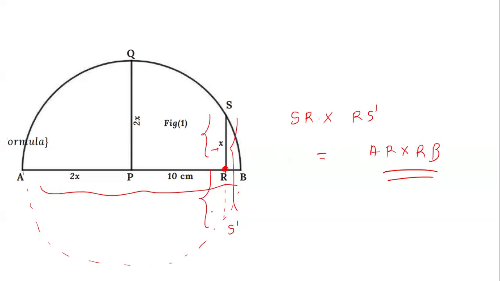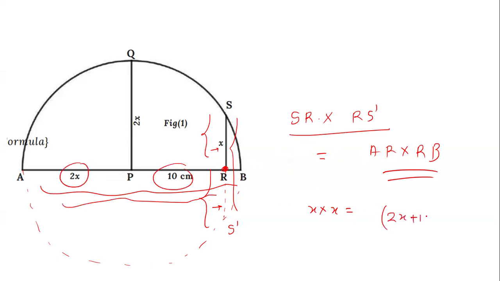So if this is x, this is also x by symmetry. But here AR is equal to 2x plus 10. And what is RB? This whole is 2x, and if you subtract 10, this part will become 2x minus 10. So we get one relation.